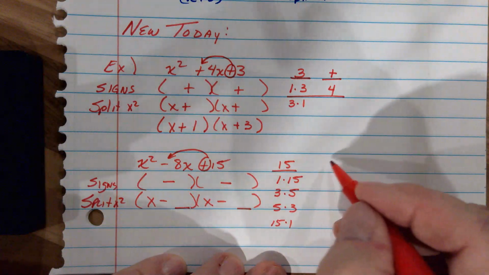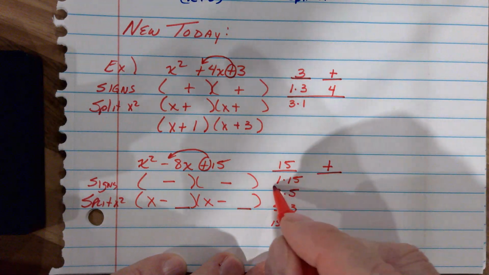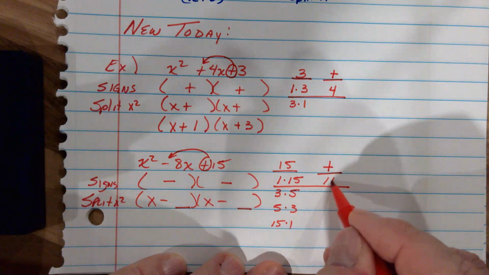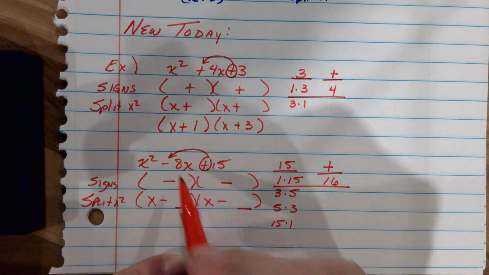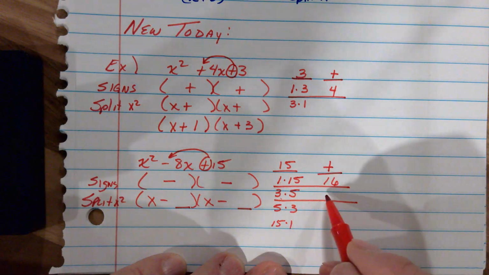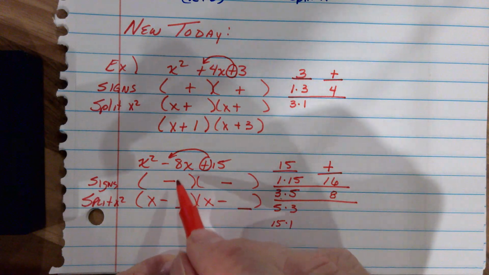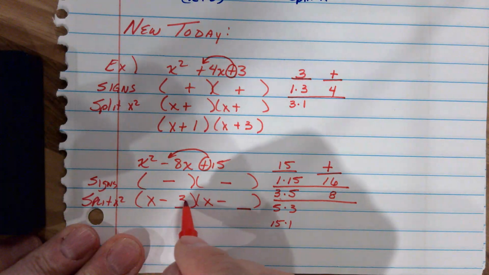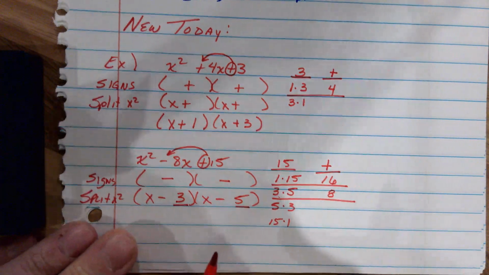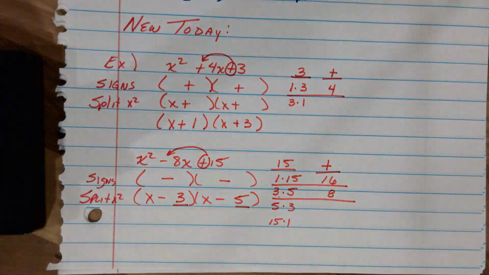The signs are the same, so I'm still going to add. 1 and 15 is 16. That's not what's sitting in the middle. 3 and 5 equals 8. That is what's sitting in the middle, so I'm going to place a 3 here and a 5 here, and I'm going to be done. Okay?